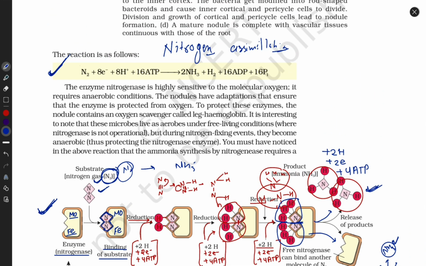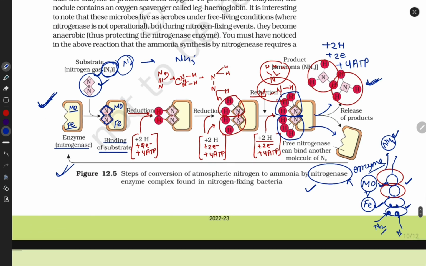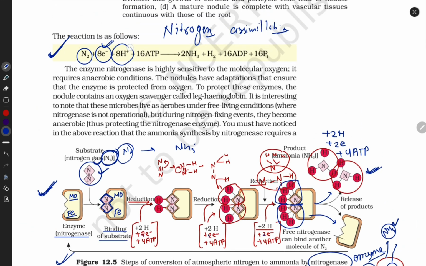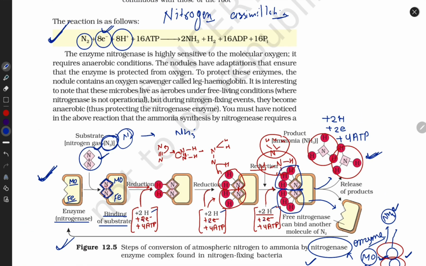So now you can better understand this reaction. Now let's calculate the total amount for nitrogen. We give 8 electrons: 2, 2, 2 and 2, total 8 electrons. Then 8 hydrogen: 2, 2, 2, 2. And 16 ATP we provide: 4, 4, 4 and 4. Now nitrogen, with the help of electrons, ions and ATP, changes into 2 molecules of ammonia. So the process is done. The remaining part is H2, the 16 ATP, and some phosphate. Got it?